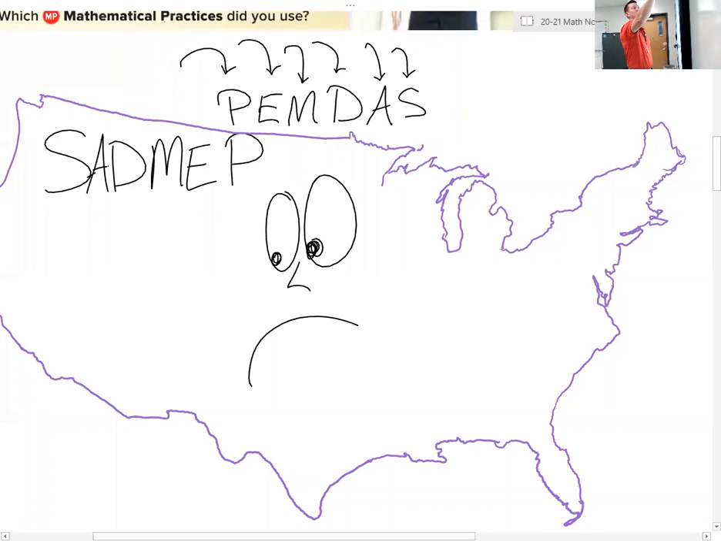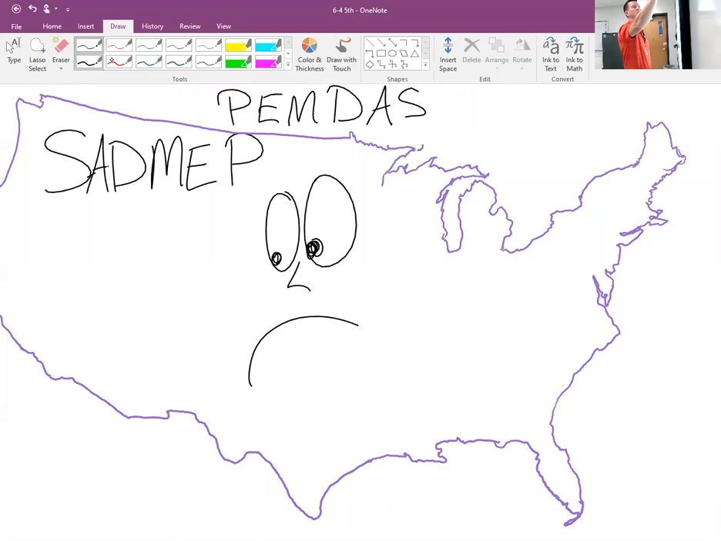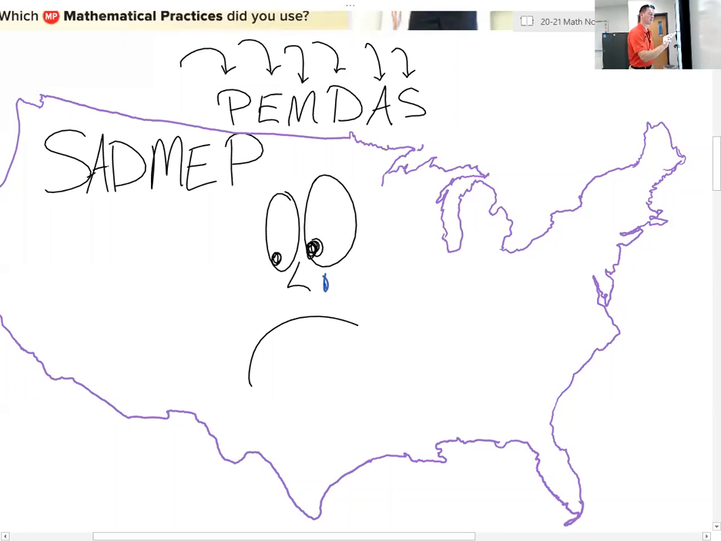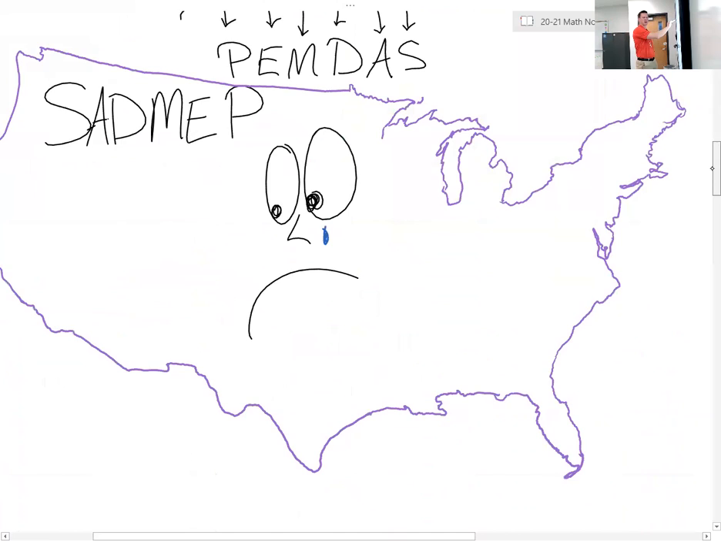It is a SAD map. Instead of PEMDAS, we're doing SAD map, because we are undoing the order of operations, so we have a SAD map.